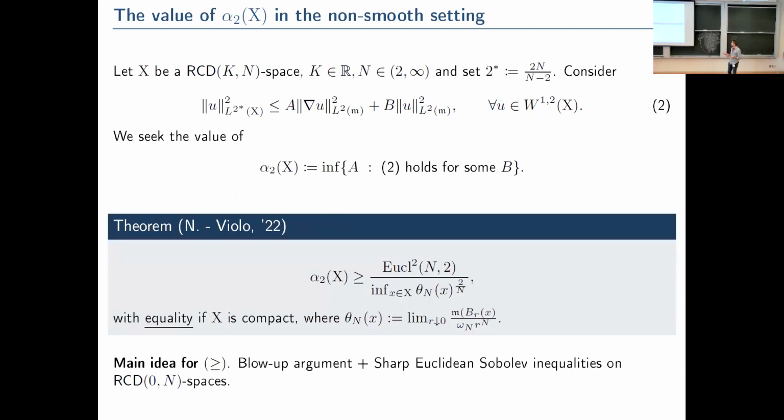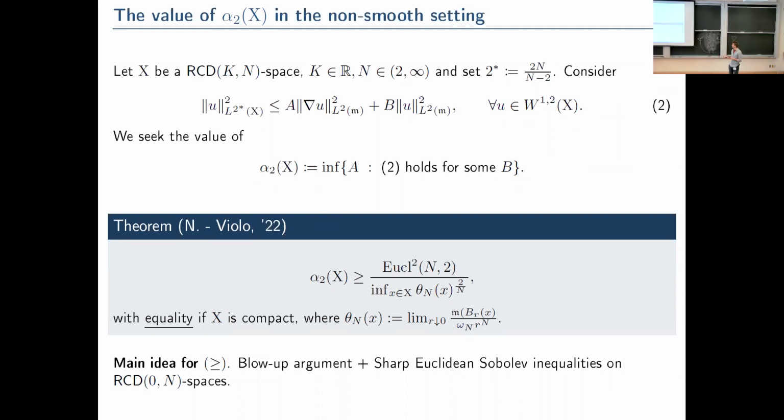So our first result is that alpha is always greater or equal than the sharp Euclidean Sobolev constant squared. But here the non-smooth setting kicks in, because as I said, this is kind of the local geometry. So you should expect, and actually there is, the so-called Bishop-Gromov density in the denominator with this exponent. So the Bishop-Gromov density is just this limit, which exists by Bishop-Gromov monotonicity. And the equality here holds when you have a compact metric space.